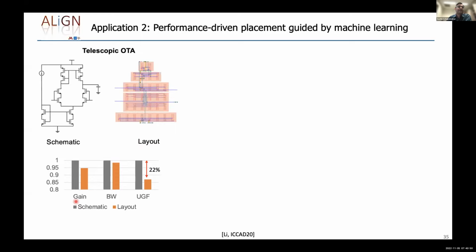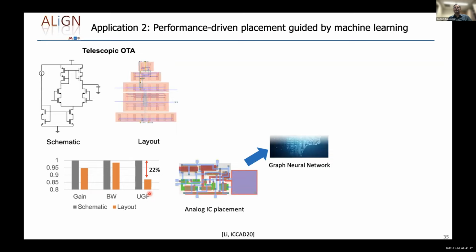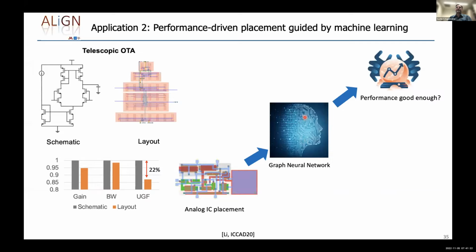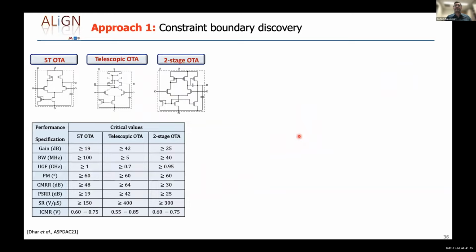There is often a drop in performance between schematic and layout. So this is one particular circuit where the schematic, which didn't have a good estimate of parasitics, assumed a certain gain bandwidth and unity gain frequency, but after layout, because you couldn't match those assumptions, the performance dropped off quite significantly. So the goal, of course, is to try and minimize this gap as much as possible. So what we can do over here is use a graph neural network structure to determine whether the performance is going to be good enough or not. And again, that can be used to either predict the performance or to give you a yes-no answer based on the performance values.